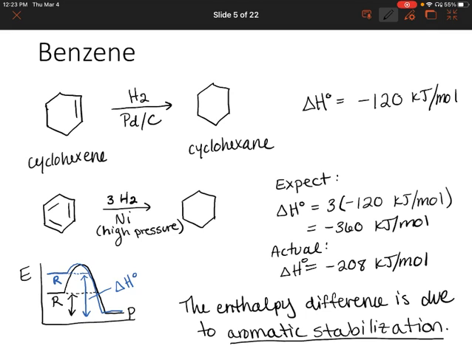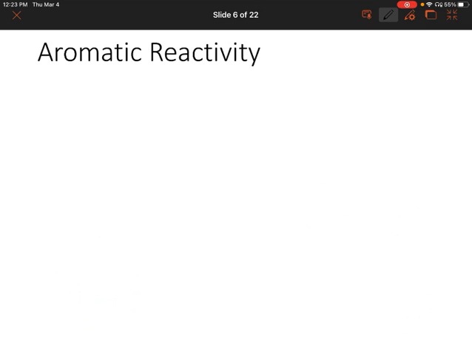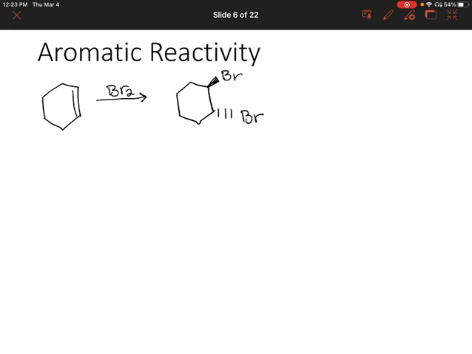Okay, so now let's talk about aromatic reactivity. So let's look at a different example of an addition reaction. So let's start again with cyclohexene. And this time we're going to add bromine across the double bond. So we know that this is an anti-addition reaction, so the bromines will add anti to each other, and will also form the enantiomer.